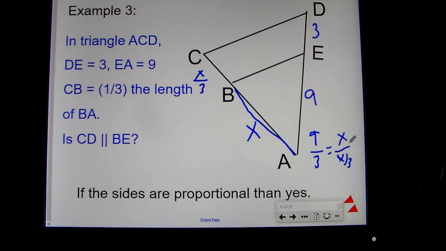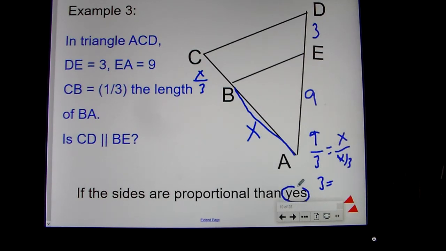Now, let's see if we could do that. 9 divided by 3 is 3. So that means this piece has to be 3 times longer than that. Well, that makes sense. This piece is 3 times longer than that because this piece is always going to be divided by 3. So BA is always going to be 3 times bigger.